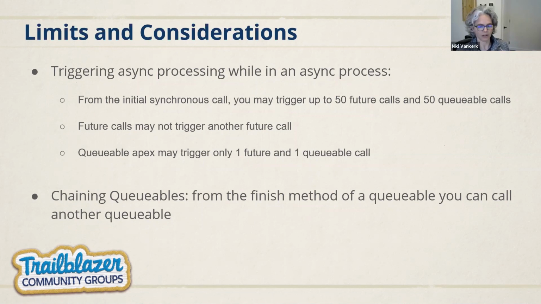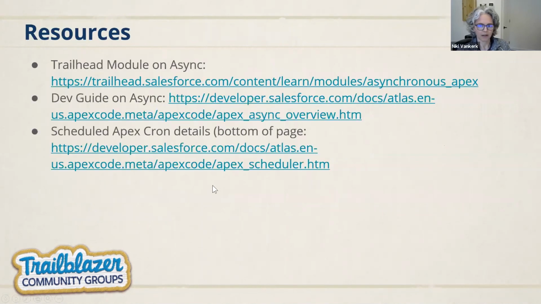And then note that you can from your finish method. Oh, I don't think queuables have a finish method. I got confused with batch. With your finish method of batch, you can call the next one. With a queuable, you just have one execute. So at the end of there, you can call another one. So we talked about that already.